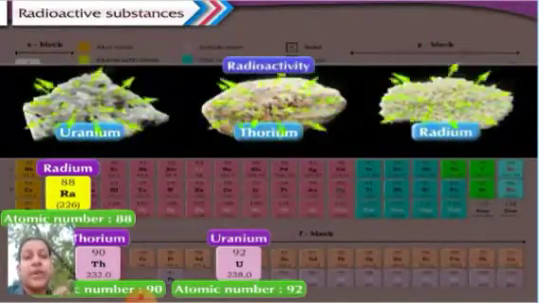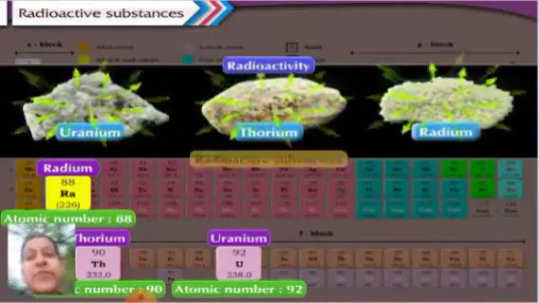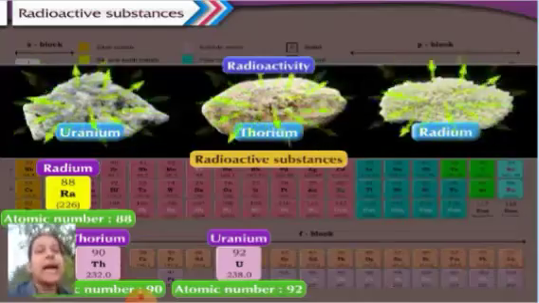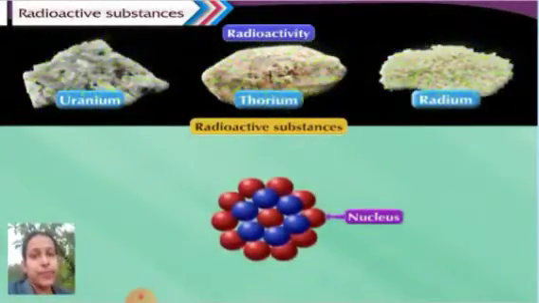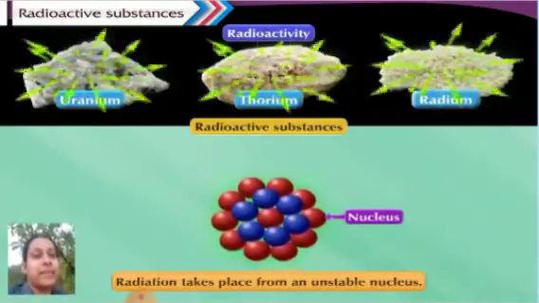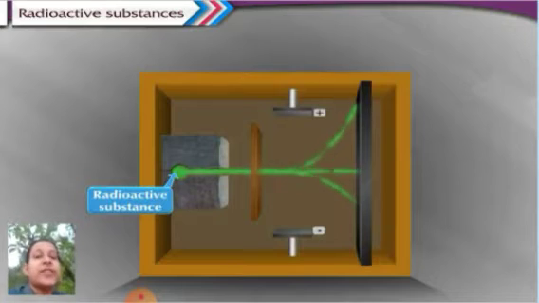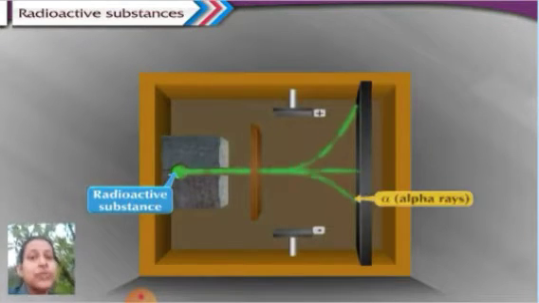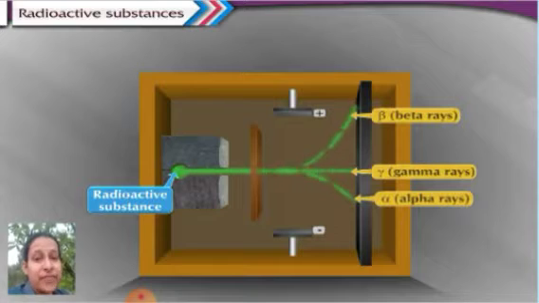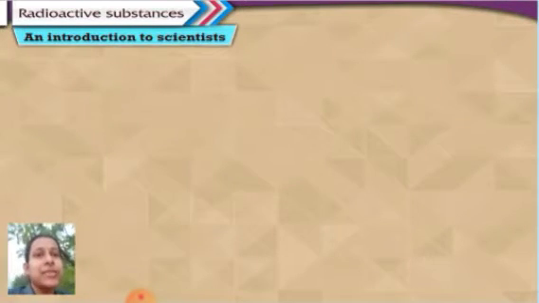This property of these substances is also called radioactivity, and the substances which show this radioactivity are called radioactive substances. The nucleus of such radioactive substances is highly unstable, and because of this unstable nucleus they emit three different types of radiations. These radiations are called alpha, beta and gamma rays. Now let's try to understand who discovered these rays. So, introduction to the scientist.